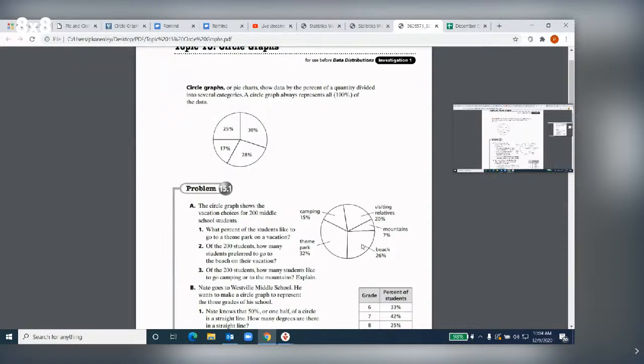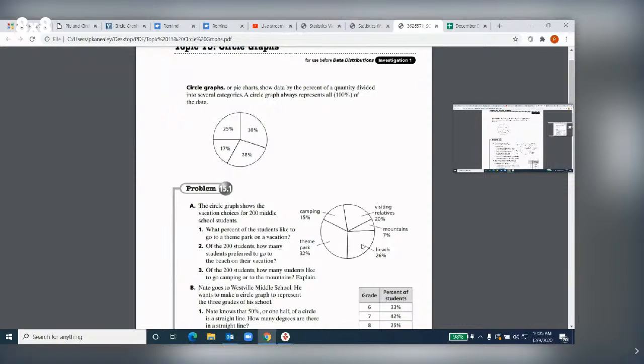So this might be interpreting a circle graph, but then there might be another function with it. This one is just straight multiplication. You would put the percentage over 200 because it's 200 students, and you would just do a multiplication problem with a decimal. And so B, we'll go down to B here.